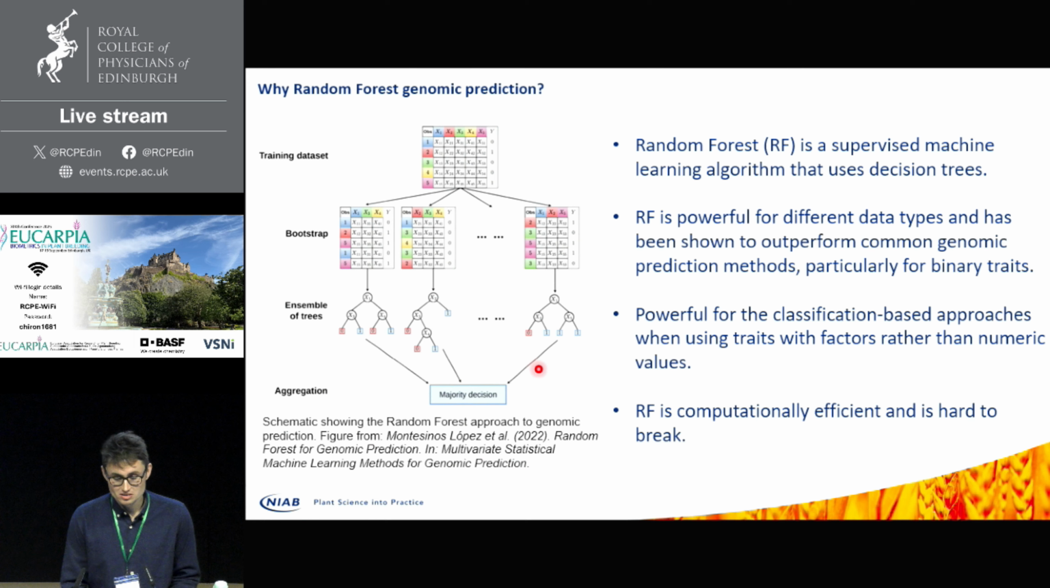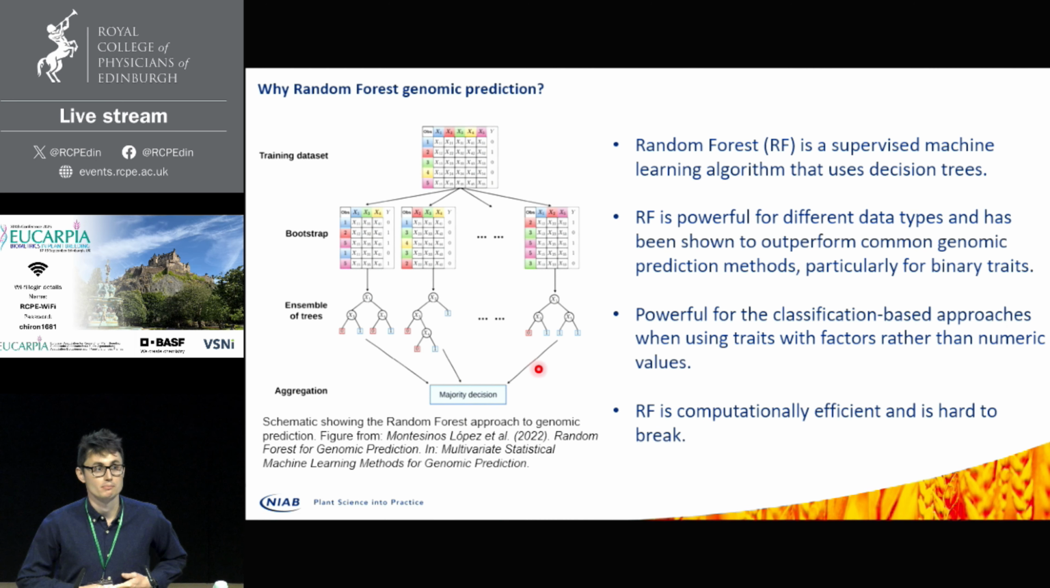So why did we want to use random forest genomic prediction? I think I'm one of the first people to talk about random forest in the conference. So random forest is a supervised machine learning algorithm that uses decision trees. I'm sure a lot of us have come across it before. It's powerful for different data types and has been shown to outperform common prediction methods, particularly for binary traits or categorical traits. And this powerful classification-based approach is why I wanted to explore it, as we're working with factors, really. It's quite computationally efficient if you're not doing it in a tuning process. So we're thinking about the long-term application of rolling this out to other testing centers.